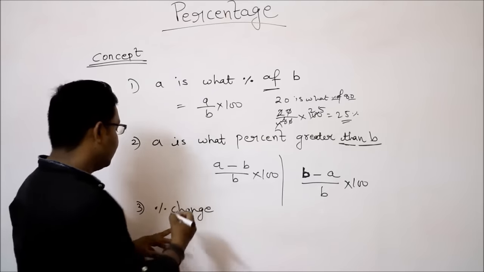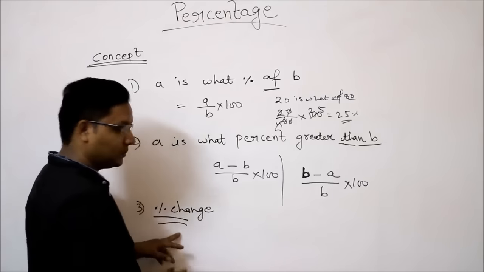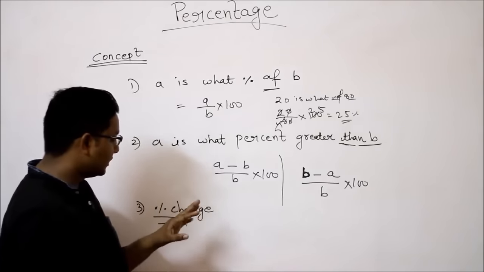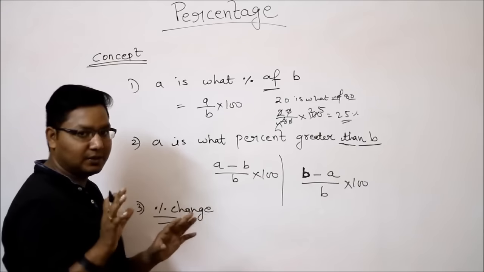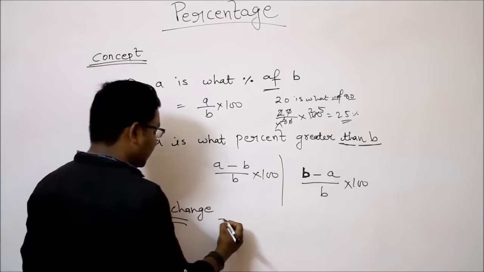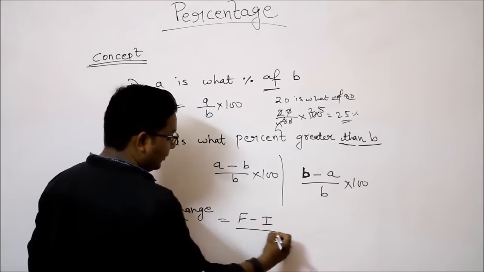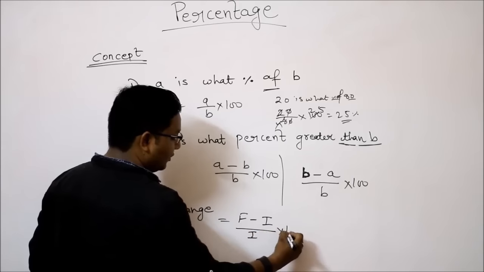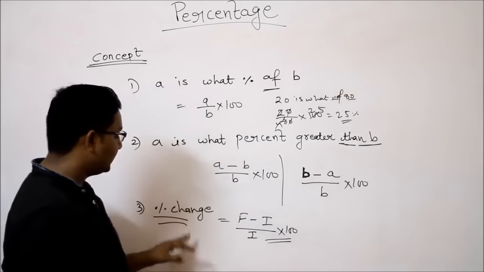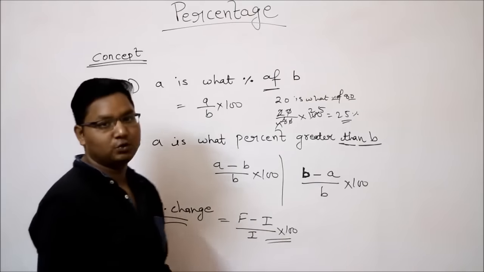So the third, which is the most important concept, is the percentage change. I will explain it to you through an example. So let's first see the formula of it. The percentage change formula is final value minus initial value upon initial value into 100. So this you have to note down.